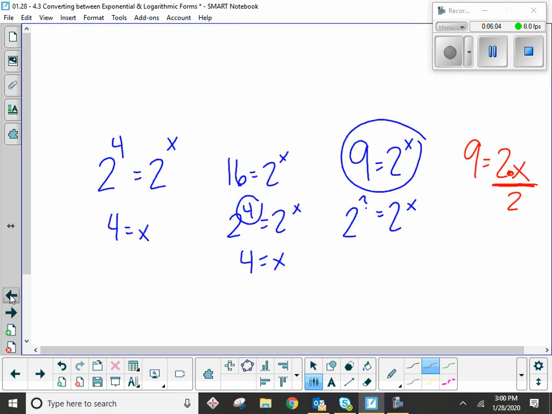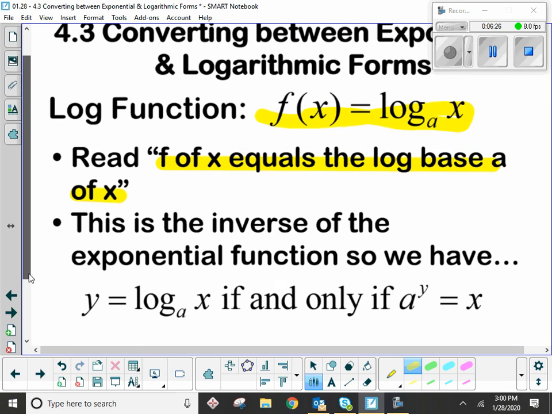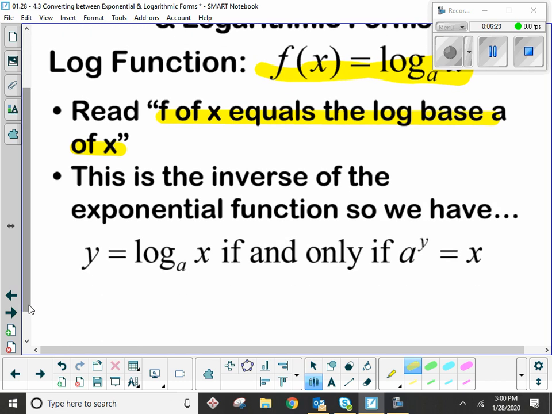So going back to this section with all the words, this is the basic form we're talking about, okay? Log base a of x. This is how you read it. F of x equals the log base a of x. There's the words in case you didn't remember how to say it or read it to yourself in your head. This part says this is the inverse of the exponential function, which I already talked about. We're going to talk more about that tomorrow when we graph these functions.